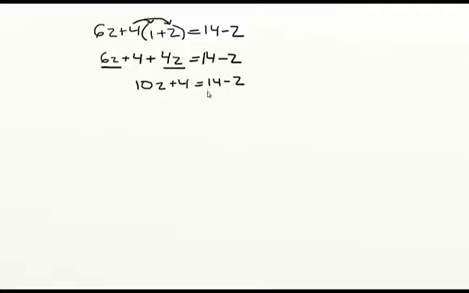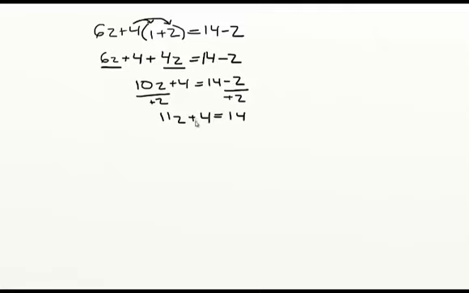Now you'll notice we have the variable still on both sides of the equation, right? We have a 10z on this side and minus z on the other side. So what we can do is add z to both sides. So in doing that, our z on the right hand side is going to cancel out. We're going to have 14. And then 10z plus z is 11z. And then we still have our 4.